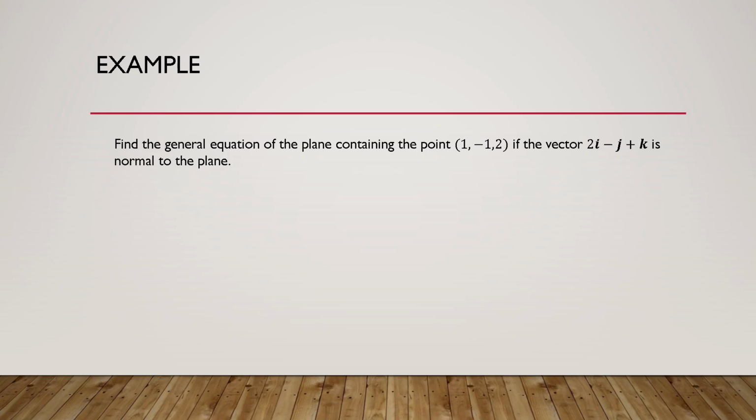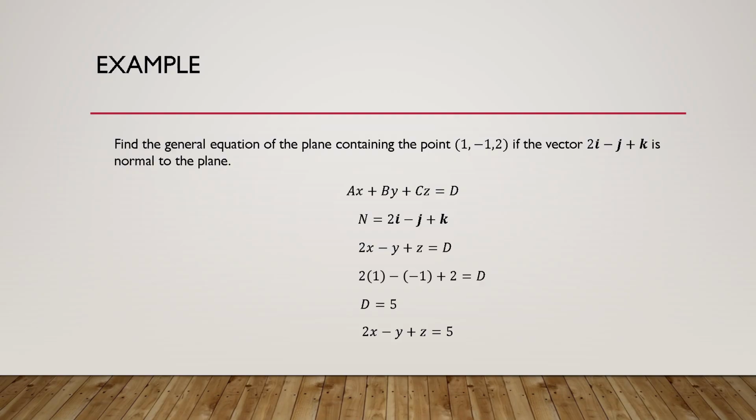For example, find the general equation of the plane containing the point (1, -1, 2), if the vector 2i - j + k is normal to the plane. We start with ax + by + cz = d. The normal vector is 2i - j + k, so 2x - y + z = d. We fill in the x, y, and z values from our point to get d equal to 5. Therefore, the general equation of the plane is 2x - y + z = 5.